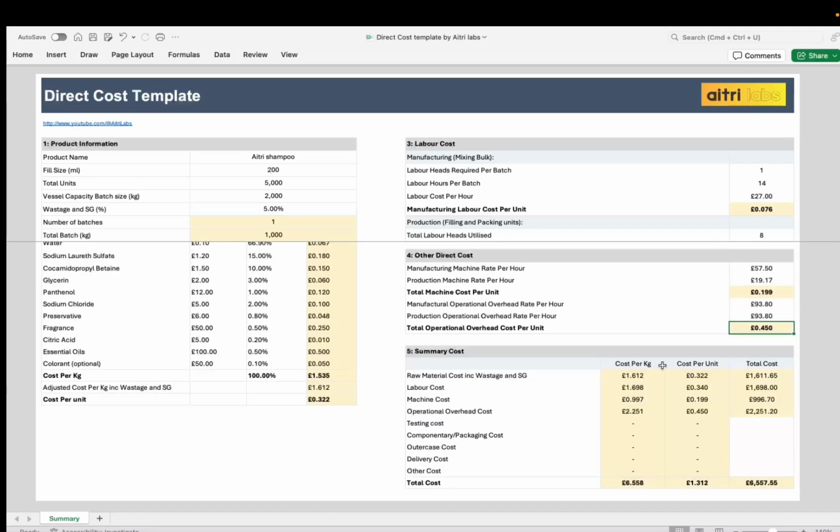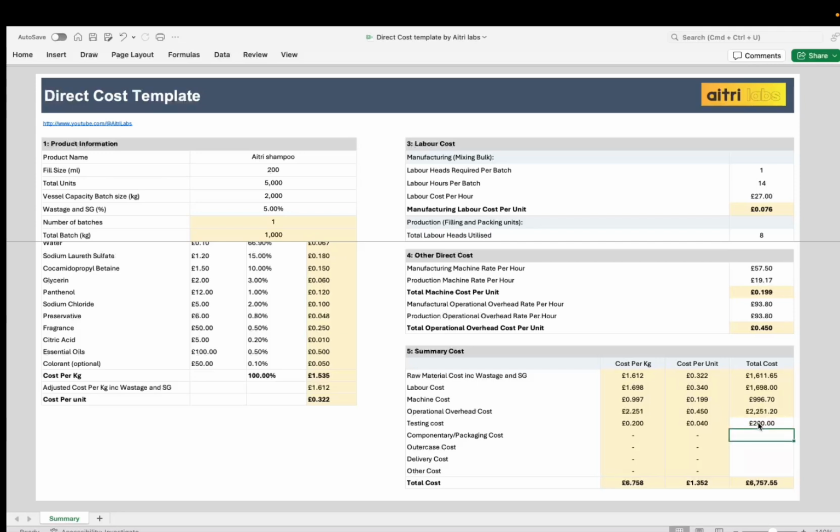And finally, step 5, this is where we bring you on home. We have your raw material cost, your labor cost, machine cost, and operational overhead cost that we previously calculated above in the 4 previous steps. In addition to those costs, there are some other costs you want to put in there. For example, testing cost, and the total cost for that is £200.